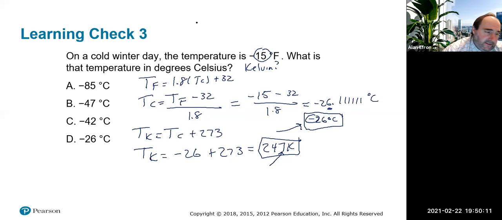So obviously you need to be able to convert temperature from Fahrenheit to Celsius, Celsius to Fahrenheit, Celsius to Kelvin, Kelvin to Celsius, Fahrenheit all the way to Kelvin. So any questions on any of those there?